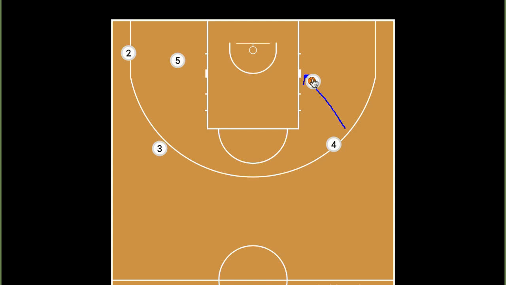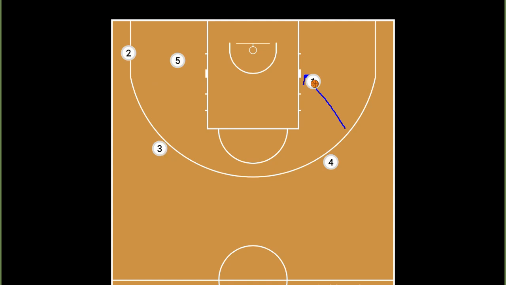So number 1 is going to drive here to the basket. Number 4, we're going to have number 4 stay wide, right? If that defense collapses, an option that we'll have is to pass it back to number 4. But as that is happening, number 2 and number 3 need to switch, right?